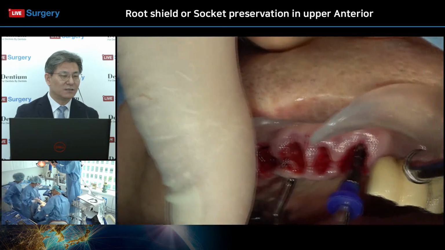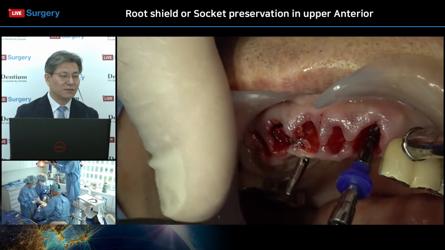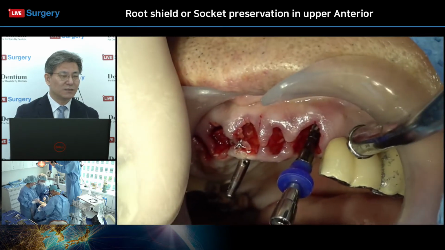The root tip still remained, so after drilling, we will completely remove all of it. At first, before that, I will try drilling.